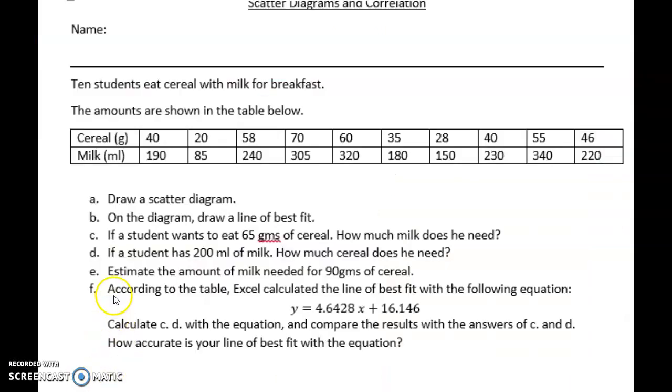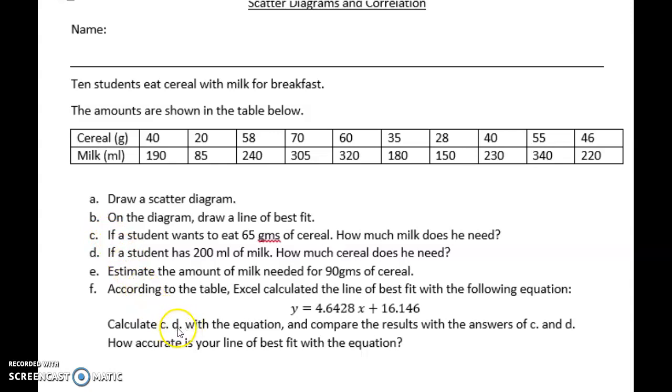And in the last question, letter F, it says, according to the table, Excel calculated the line of best fit with the following equation. So here you have the line of best fit. This is a linear equation. So when you compare with exercise letter C, you have the information about grams. Remember that grams is the x value. So you have to replace x with 65 grams, and you have to do the math. And then you have to compare the results with the line of best fit made by the computer and the answers with the line of best fit that you did on the page.